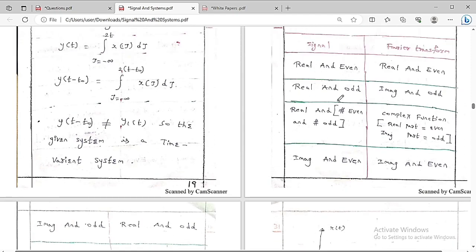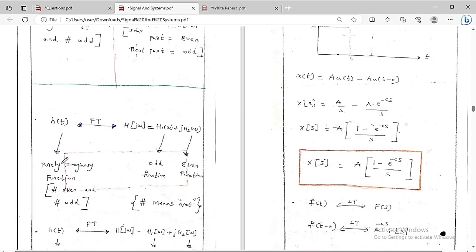Replace real by imaginary and imaginary by real. That's it. Don't do anything to even and odd. Keep it as it is. Then you are going to get this one. So therefore we can say h of t is the imaginary signal. It is neither an even function nor an odd function.